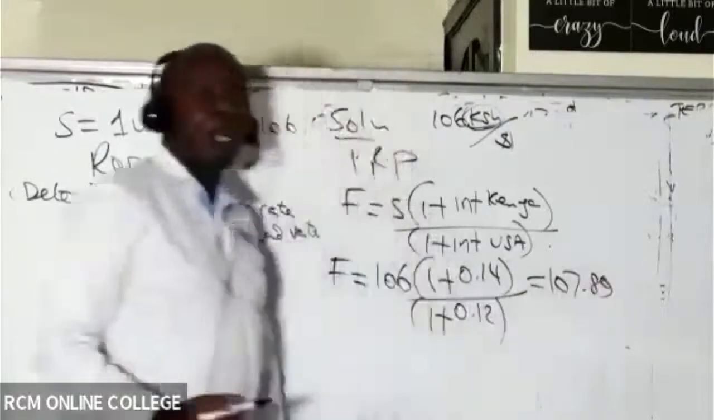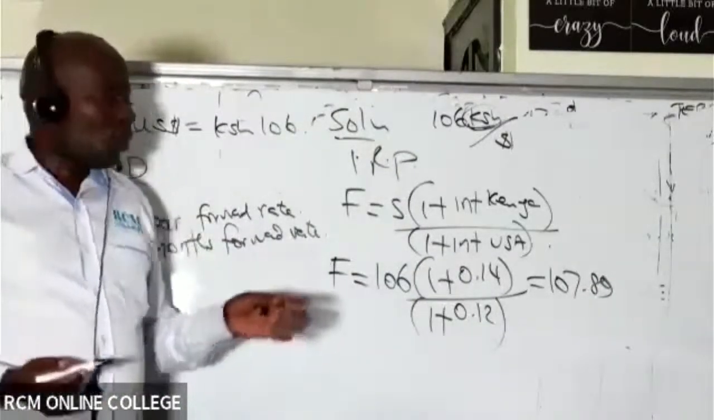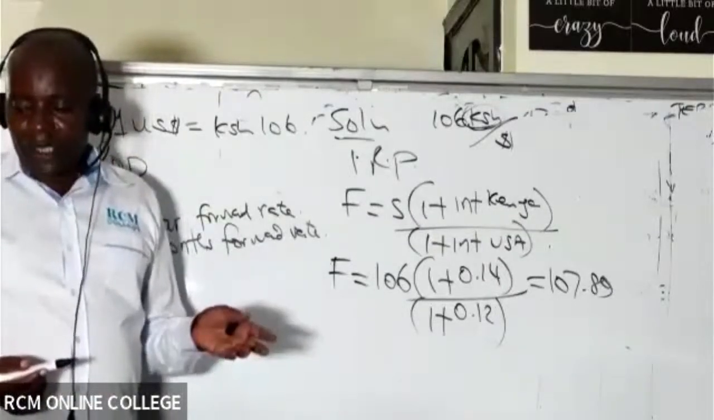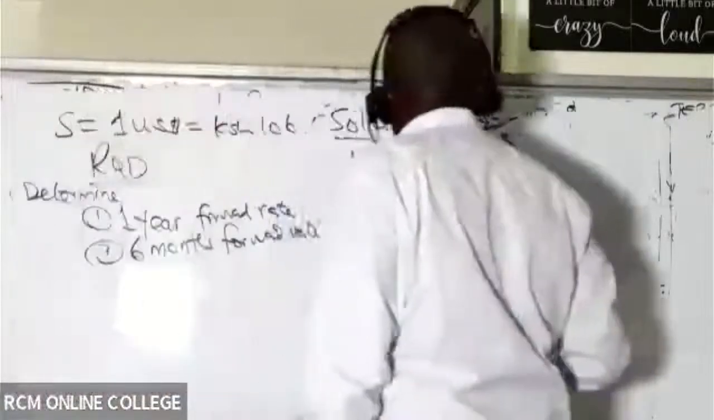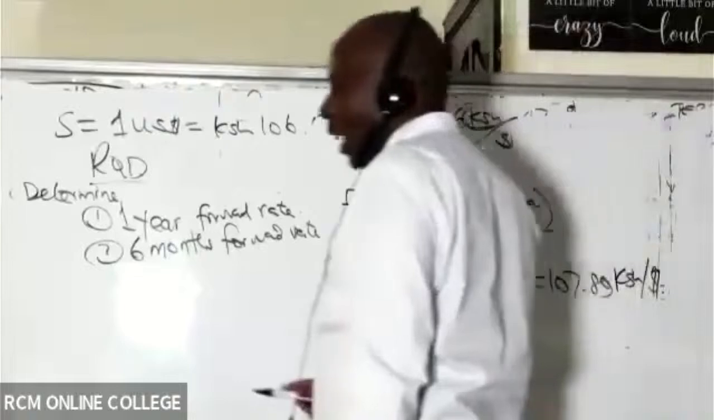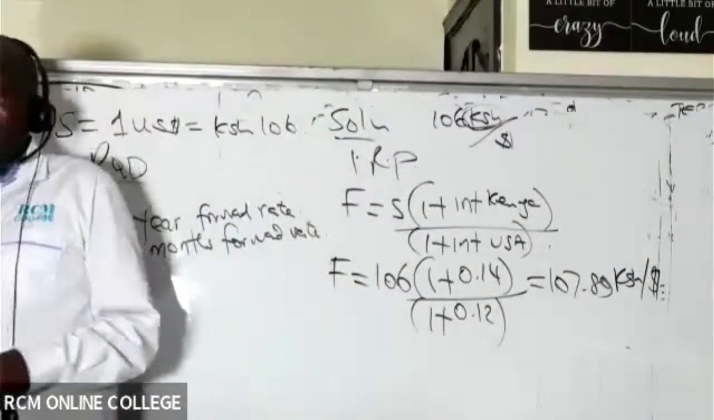107.89, where you guys will lose a mark. You're not telling me the currency involved. It cannot be 107.89 goats. It's 107.89 Kenya shillings per who? Kenya shillings per dollar. Thank you very much.